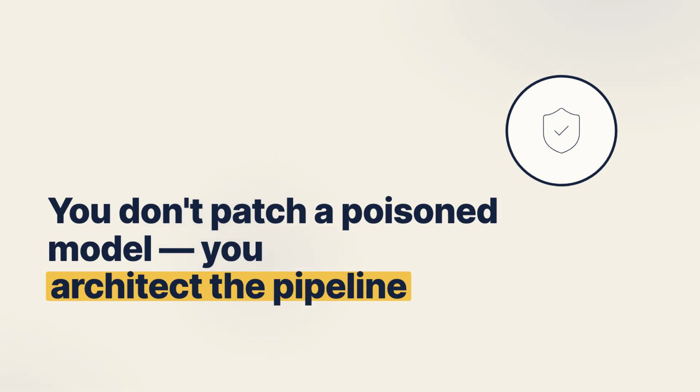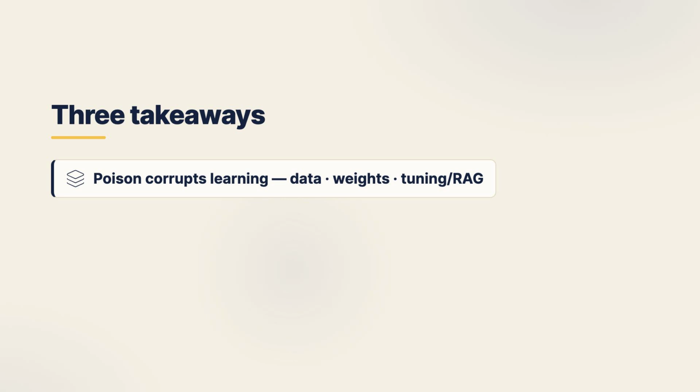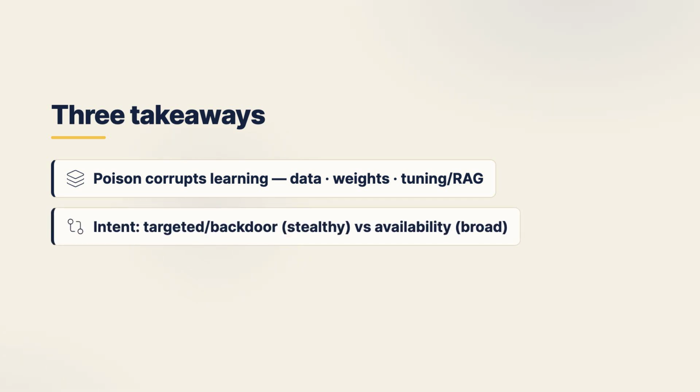1. Poisoning corrupts what the model learns, across 3 surfaces: the training data, the model itself as a backdoor, and the tuning sets and RAG index you adapt and retrieve with. 2. Know the intent. Targeted poisoning, including the backdoor with its hidden trigger, fails on one specific thing while looking perfectly healthy. Availability poisoning degrades the model for everyone.